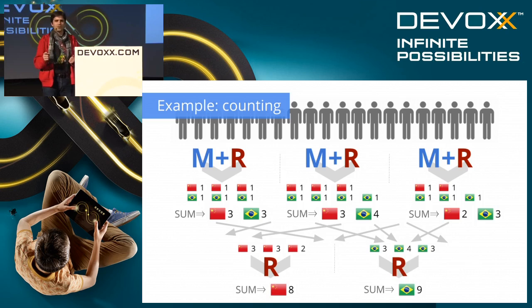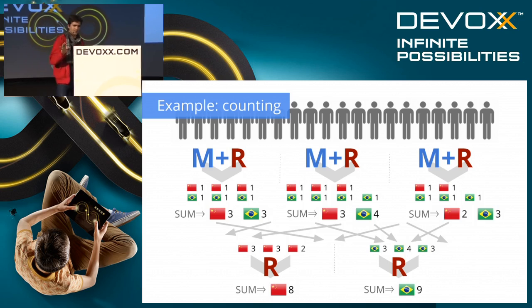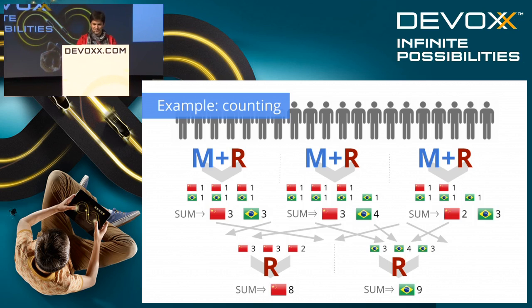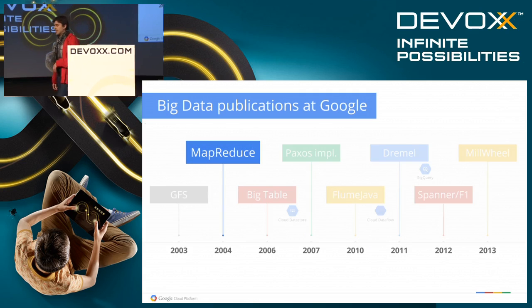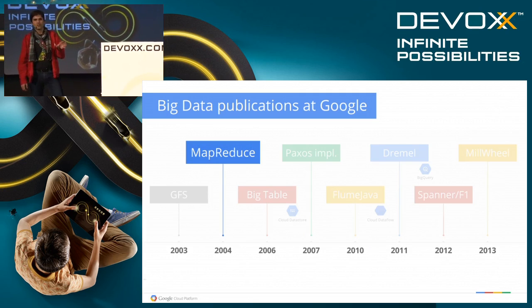And for those who are following, there is apparently a summing mistake in this slide. Someone reported that to me. 6, 8, 7, and 3 is 10 and not 9. Indeed, I'll fix it. All right, so this is MapReduce. This was published in 2004. It's been 10 years.